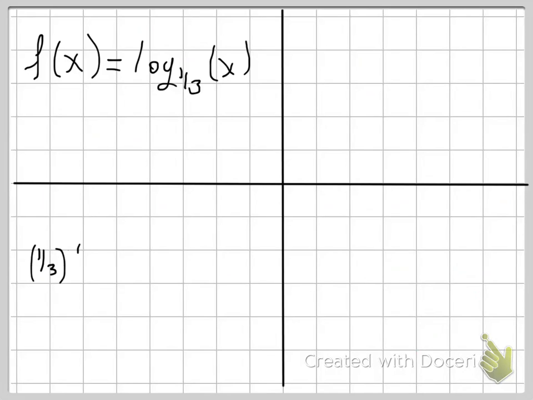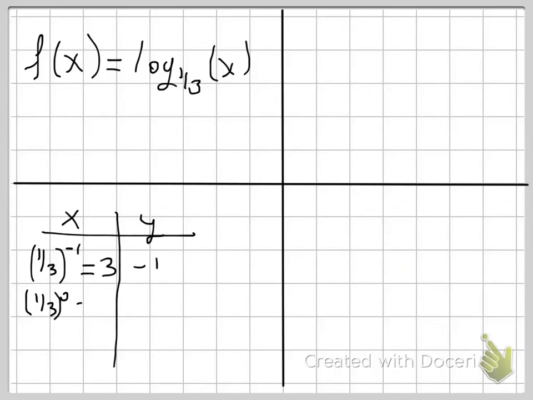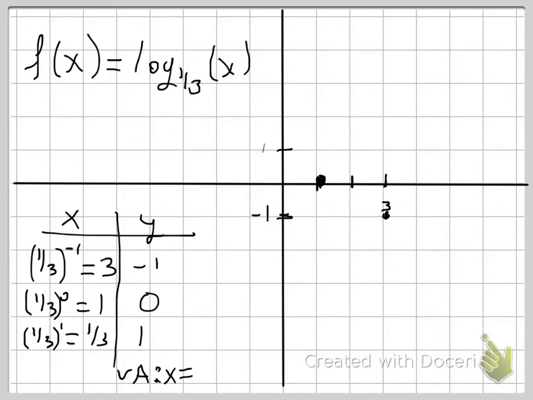So 1/3 to the -1, just take the reciprocal, so that is 3, and the exponent there is -1. 1/3 to the 0 power is just 1, the exponent there being 0. 1/3 to the first power is just 1/3, and the exponent is 1. We didn't do any shifts left or right, so the vertical asymptote is going to be x equals 0. We'll plot those points in, put in our vertical asymptote, x is 0, connect your dots, and there you have it.